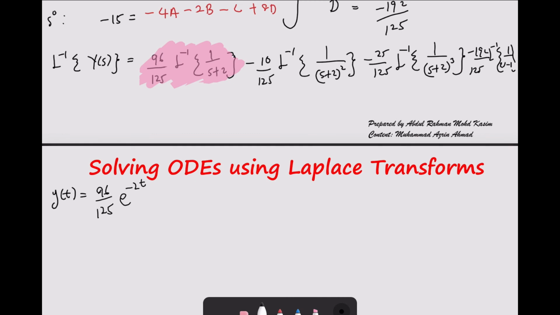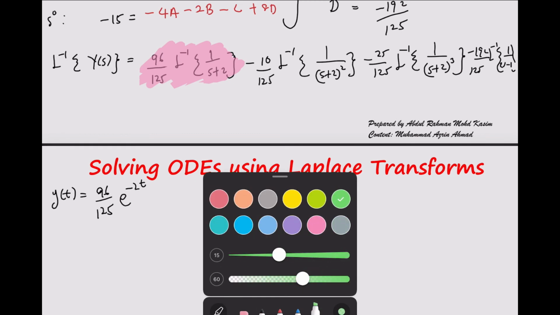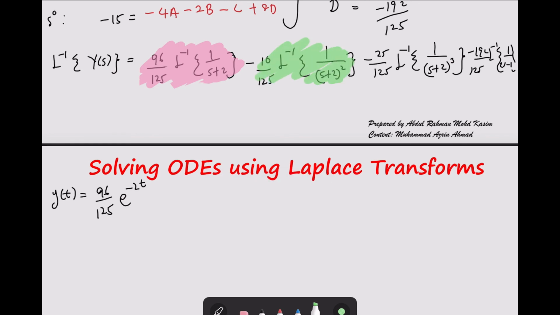So what about the second one? For this one you will have -10 over 1 to 5, and in order to inverse this one, you need to use the first shift theorem for the inversion. So what you will have over here is exponent negative 2t, and also you will have t over here. You may check whether it is correct or not, because it uses the previous knowledge.